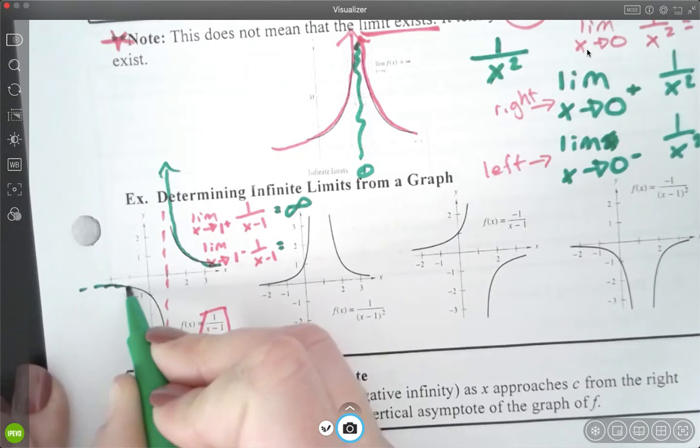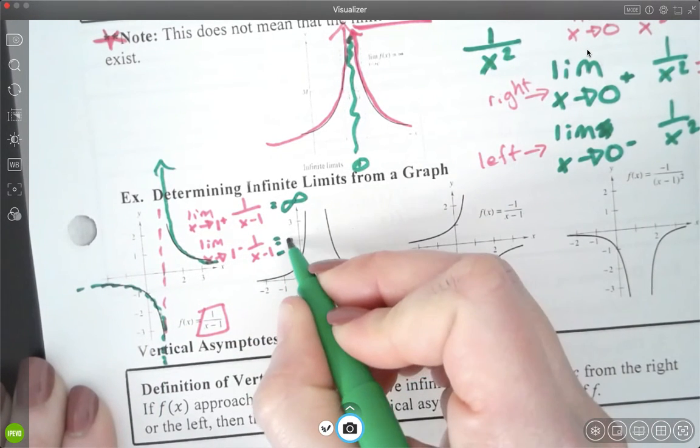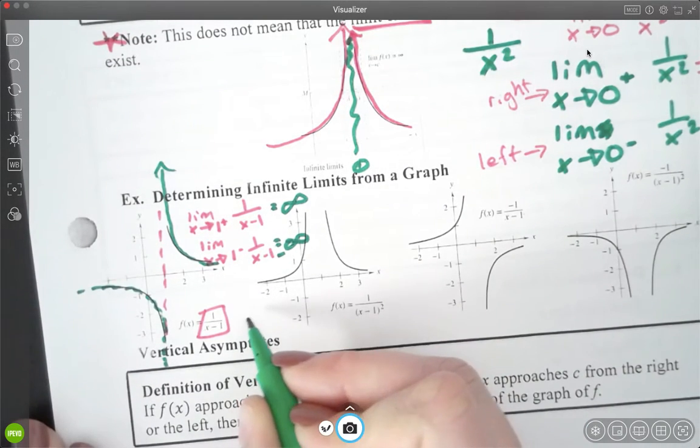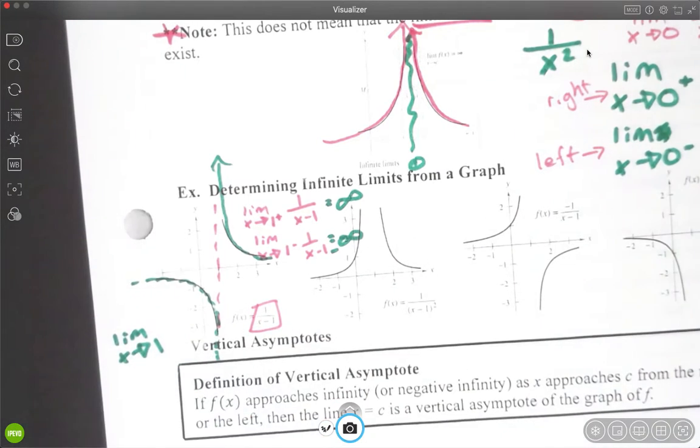He's approaching, he's going down and down and down. So he is actually approaching negative infinity. Okay? So if I were to ask you what the limit is just as he's going toward 1, from both sides together, would you put infinity or would you put negative infinity?